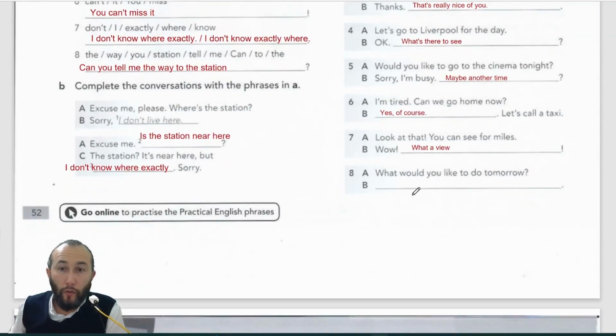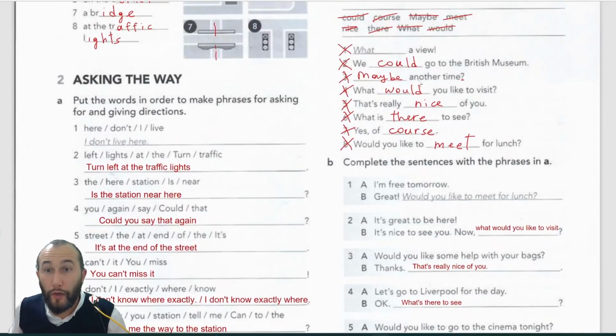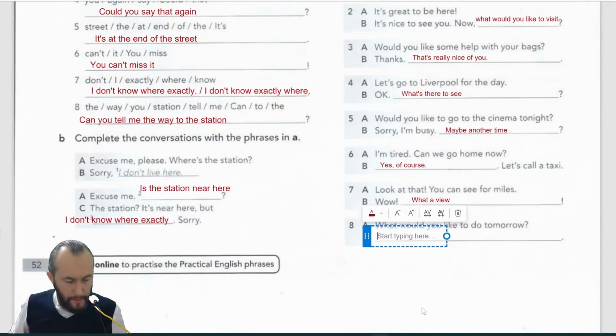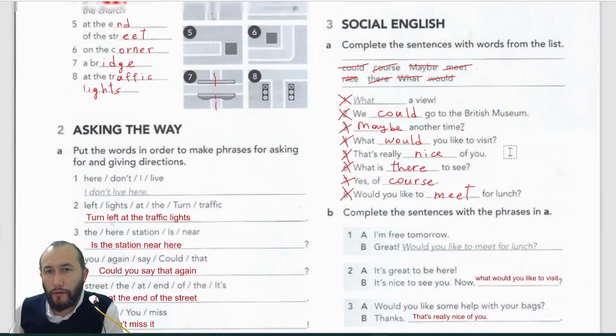Number 8, what would you like to do tomorrow? Let's go to the British Museum. Let's go, or we could go, right? Let me just double check. We could go to the British Museum. That's a suggestion. So we could go to the British Museum. And we're good.